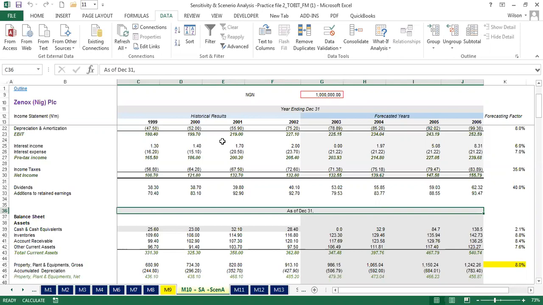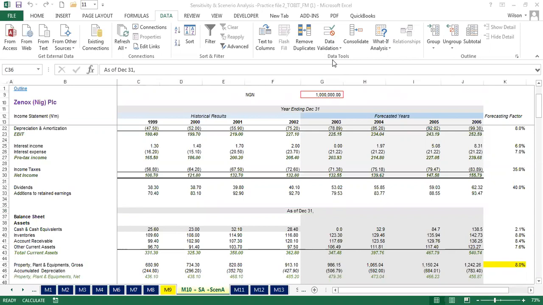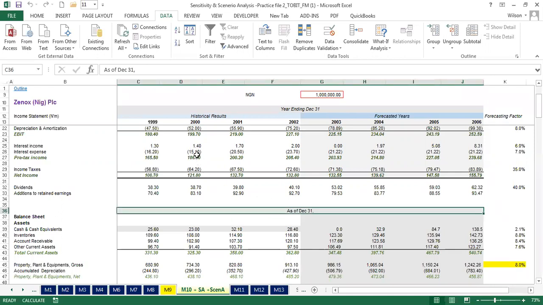So good afternoon, everyone. Yesterday we were supposed to have this class, so our sincere apologies for not being able to do that. So today we are going to look at the conclusive aspects of the Zenox case study, which is on the three-statement financial model and forecasting financial statements.